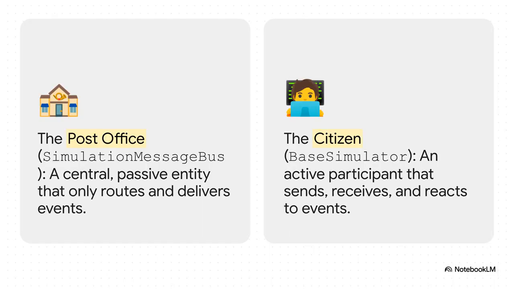And this clear separation of roles is really the secret sauce. On one side, you have the post office, the simulation message bus. It's a passive player. It doesn't create any messages itself, it just manages and routes them. On the other side, you have the citizens, the individual simulators. They're the active ones, sending mail, receiving mail, and actually getting their specialized work done.